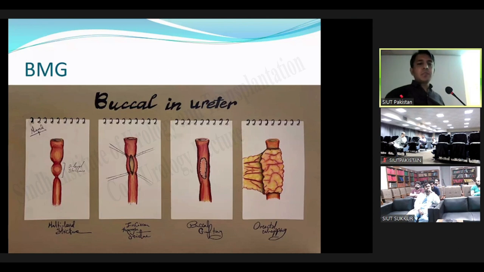So the buccal mucosal graft is actually done in a condition of complex strictures or repeated procedures, in which we have a multi-level stricture. The incision is made through one side of the ureteral stricture, and then the buccal graft is placed over it, and then it is wrapped with omentum. This is taken from Twitter.